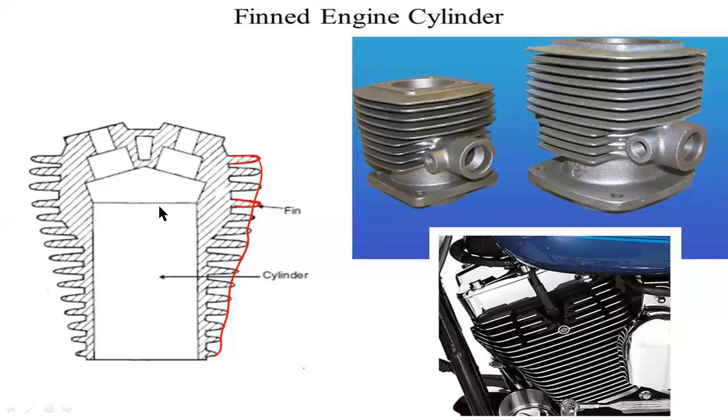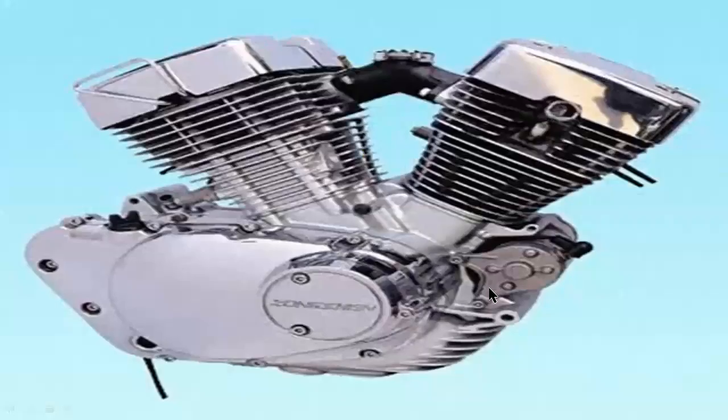This is the cross-sectional view of a cylinder and cooling fins. These outside projections are cooling fins. This is the inlet and outlet walls. This is a spark plug hole, and this is a cylinder. So these are all examples of fins. This is a double cylinder engine. This is one cylinder and this is another cylinder, so both are individual, and we are providing air cooling fins.